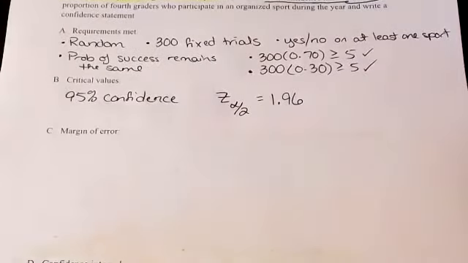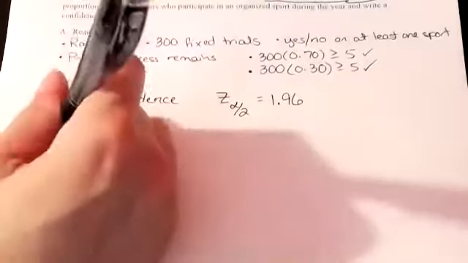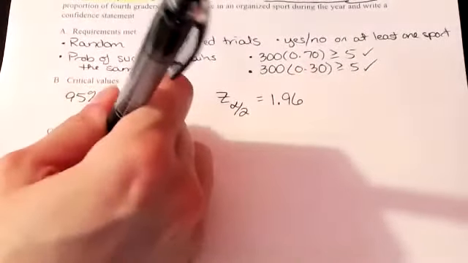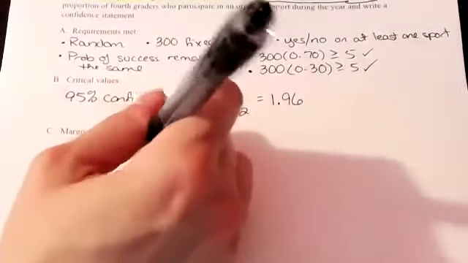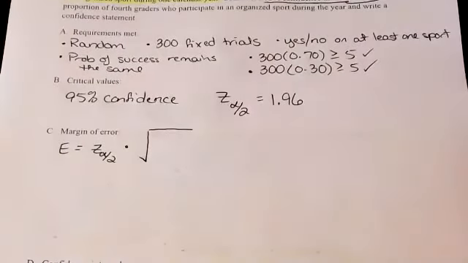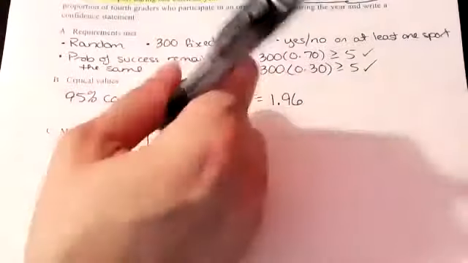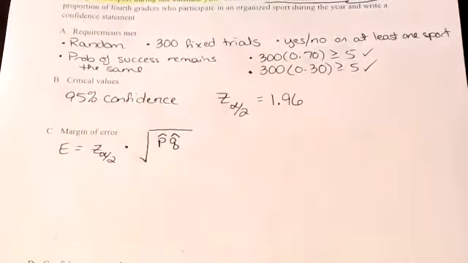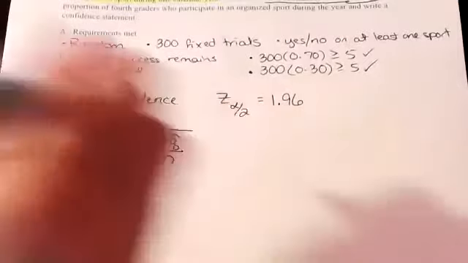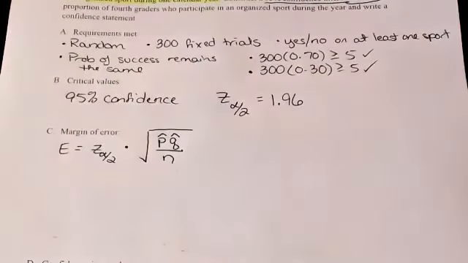Let's write out the formula for the margin of error. Capital E is equal to the critical value multiplied by the standard deviation of the sample proportions, which is the square root of p hat times q hat divided by n. So we're going to punch all of these in. I would just say be really careful as you do this.